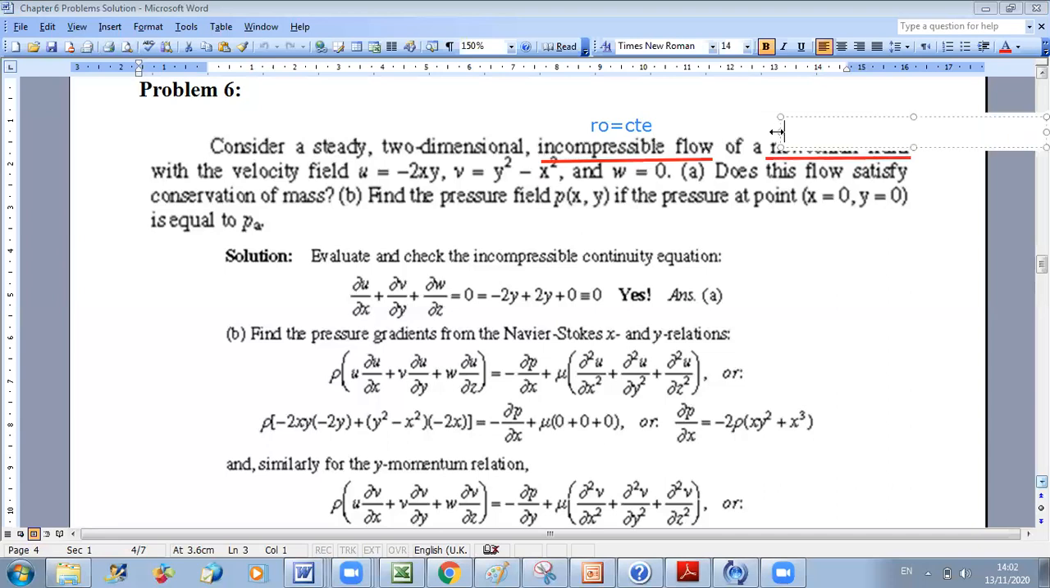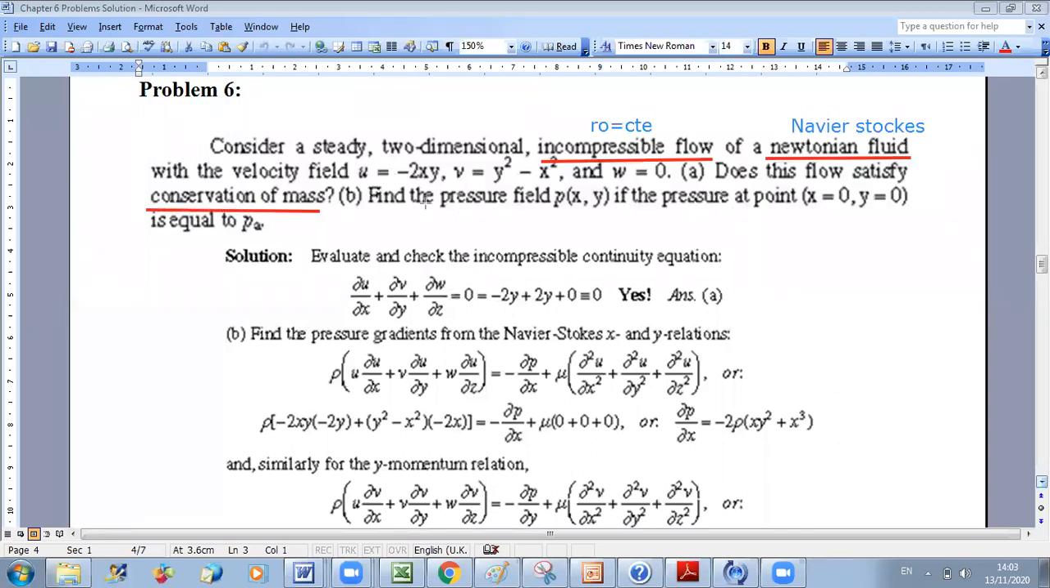Navier-Stokes equations are applicable. I can use them for linear momentum. Anyway, in this course, we will only deal with Newtonian fluids, because if they are not Newtonian, the equation becomes very, very complex. And first, we want to verify that the fluid satisfies conservation of mass.